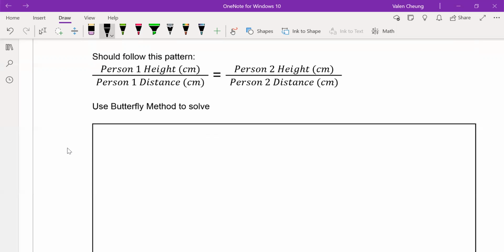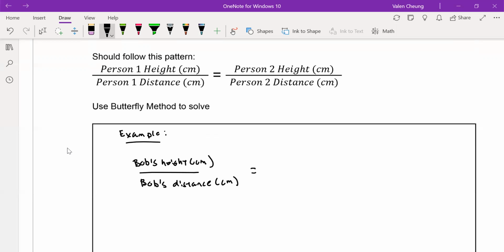So let's use, say, this is our example, Bob and Jill. So we're going to have Bob's height in centimeters divided by Bob's distance in centimeters. And that's going to equal Jill's height in centimeters divided by Jill's distance in centimeters.